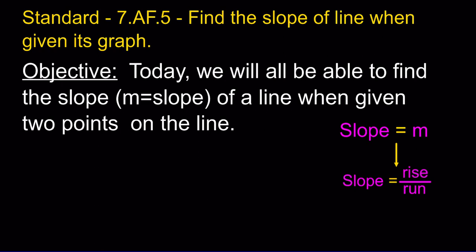Today we're going to be working on the development of Standard 7AF.5, finding the slope of a line when given its graph. But we're actually going to take it a step further. My goal is that we will all be able to find the slope, m, of a line when given 2 points on the line. We have to realize again that slope is equal to rise over run. If you're not aware of this, you might want to go back and review one of the lessons on slope.